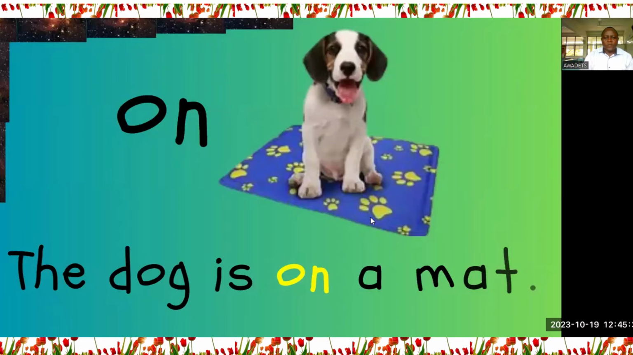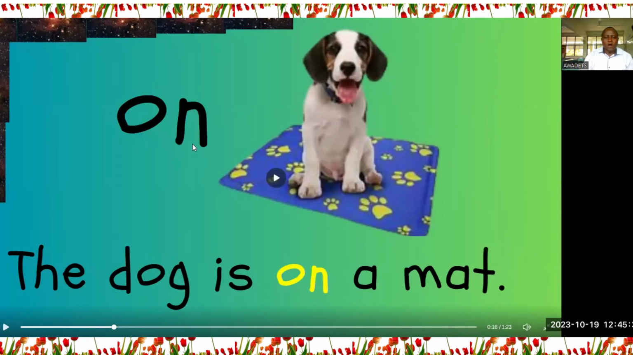The next preposition is on. O-N. On. Which animal is this? Did you say dog? Good job. This is a dog. And the dog is on a mat. The dog is on a mat, or you can say the dog is on the mat.